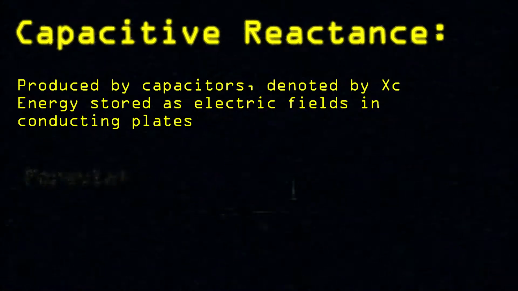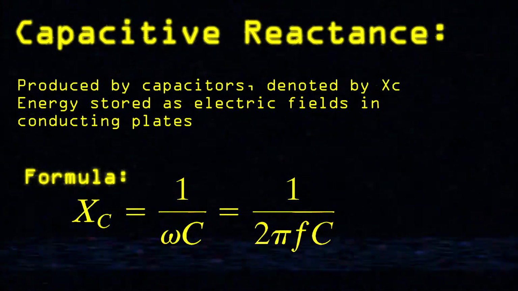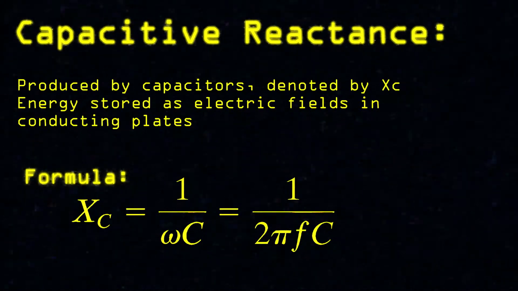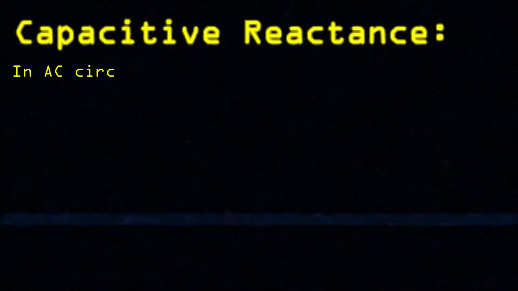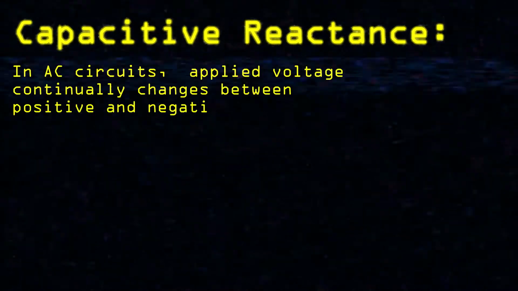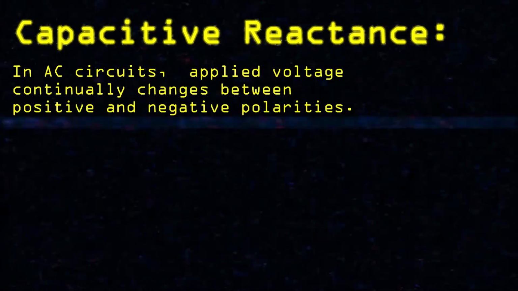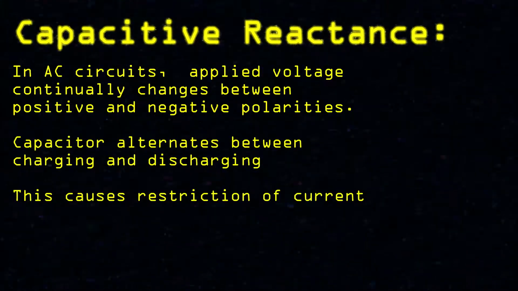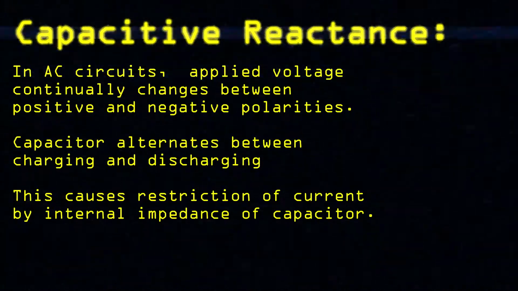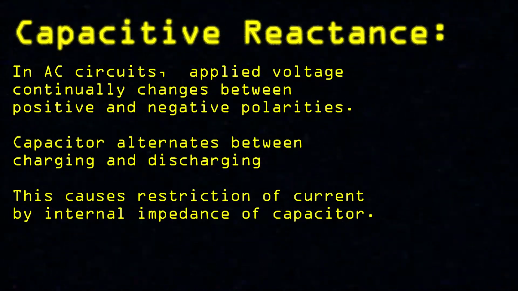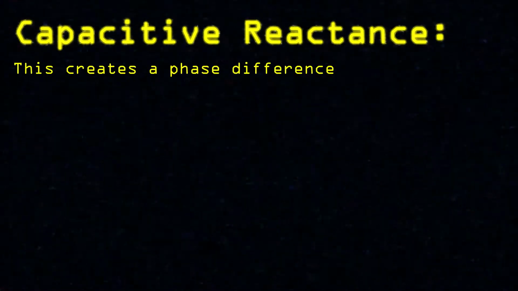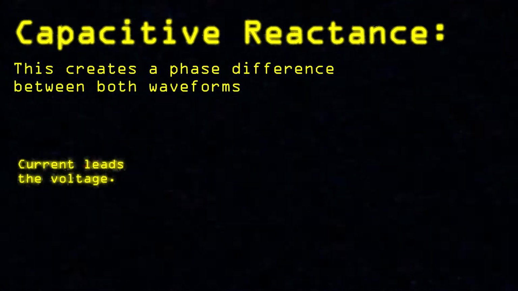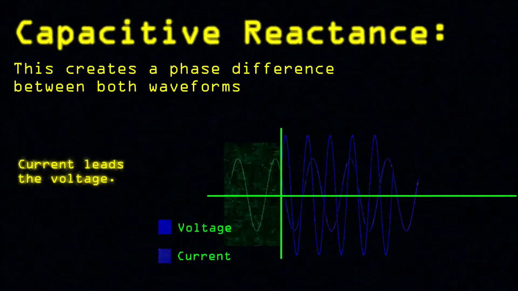Similarly, capacitive reactance is the reactance produced by capacitors, denoted by Xc. Capacitors temporarily store energy via electric fields in conducting plates. In AC circuits, the applied voltage continually changes between positive and negative polarities. Due to this, the capacitor alternates between charging and discharging, with the current flowing through it being restricted by the internal impedance of the capacitor. This in turn creates a phase difference between both waveforms, causing the current in this case to lead the voltage.